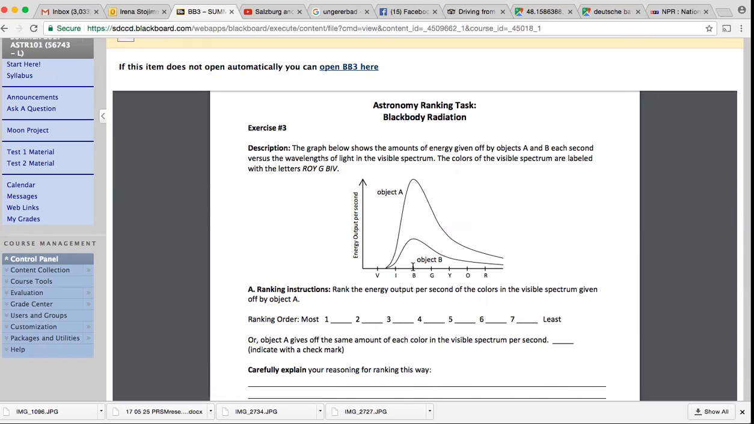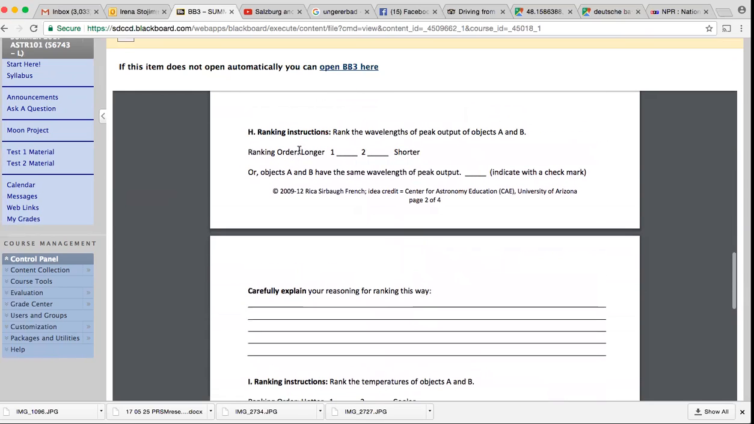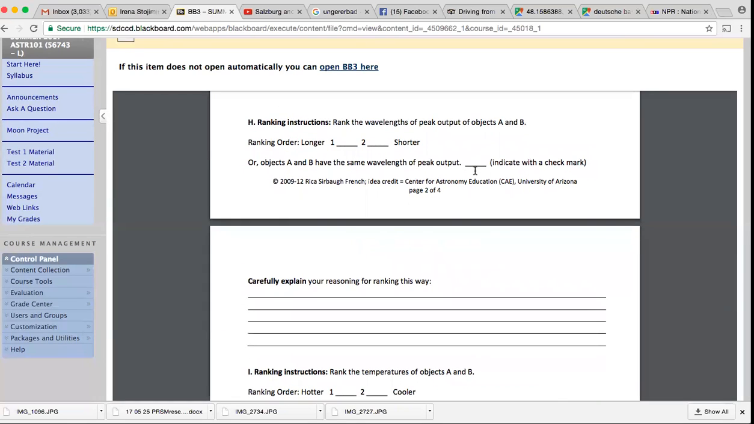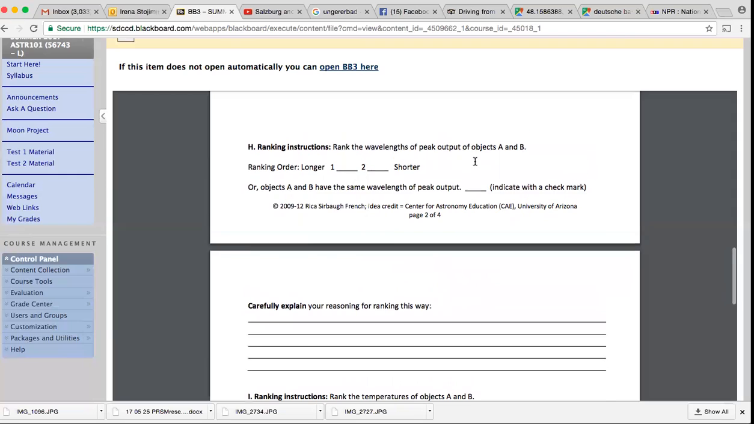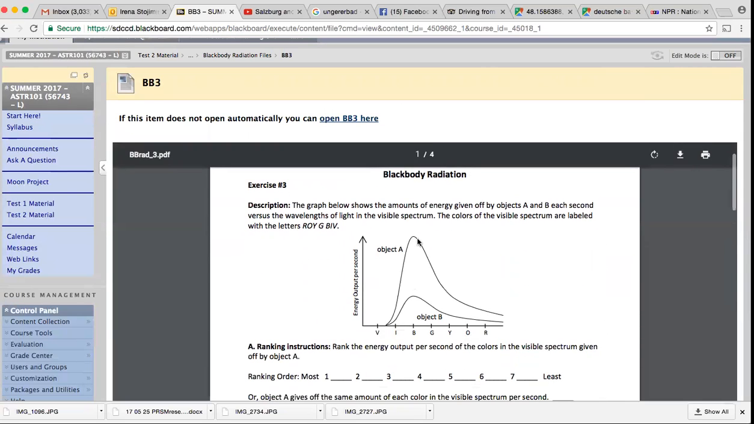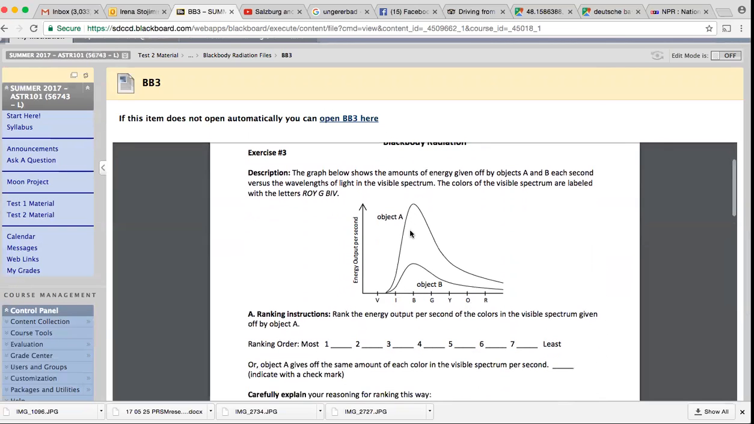So when you look at this, they both peak at the same wavelength. There is nothing over here. You cannot really rank these two, longer or shorter, because they peak at the same wavelength. Does that make sense? Yes, that makes sense. But you are correct. Object A gives you more energy at that wavelength. How is that possible? If it had more surface area. Exactly. Very good.